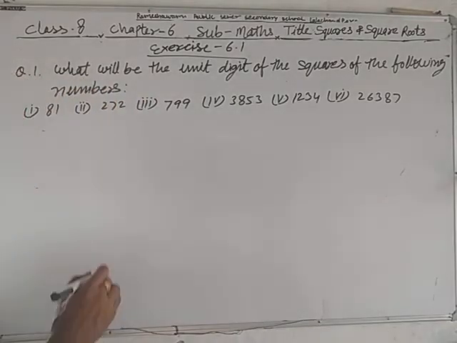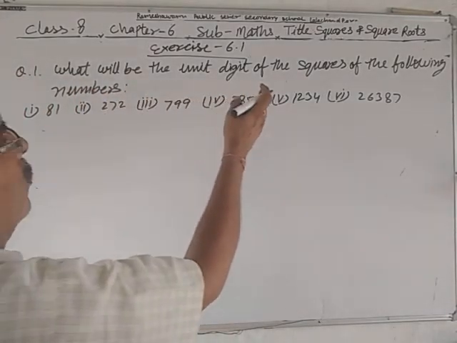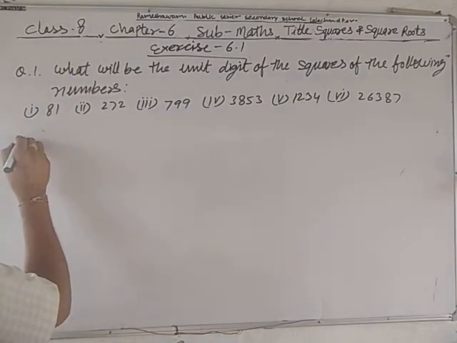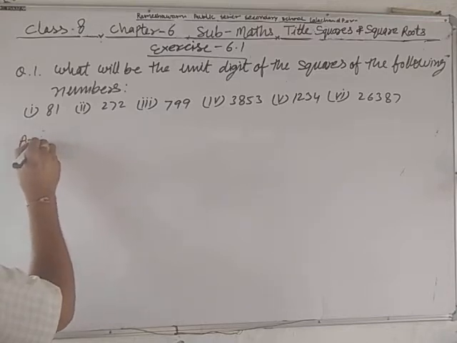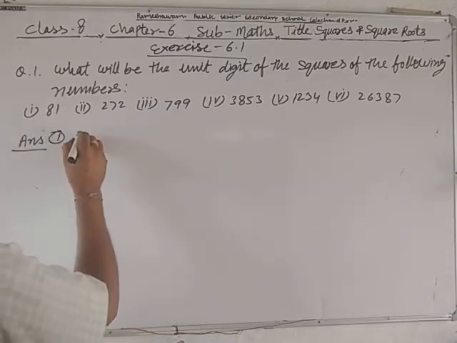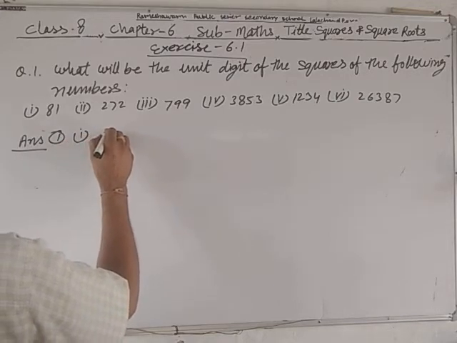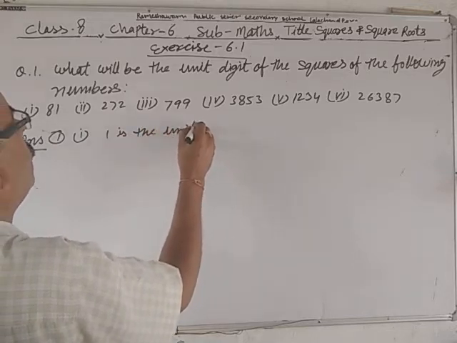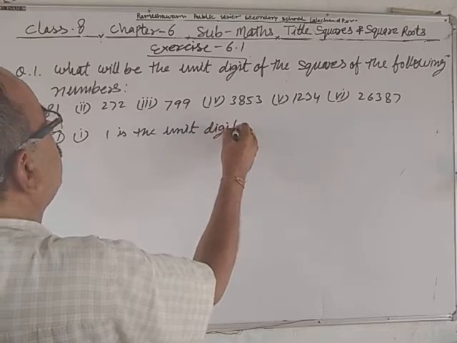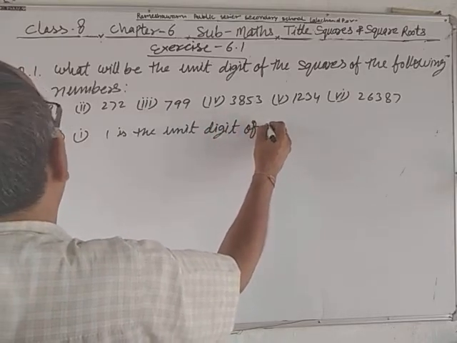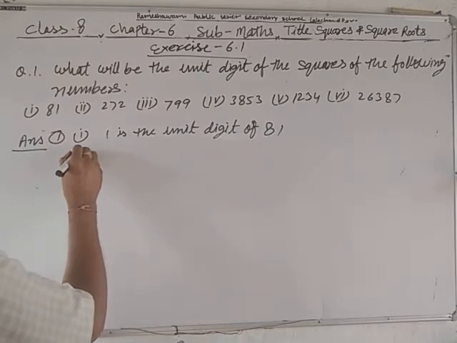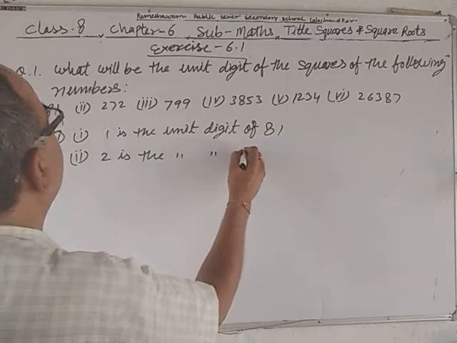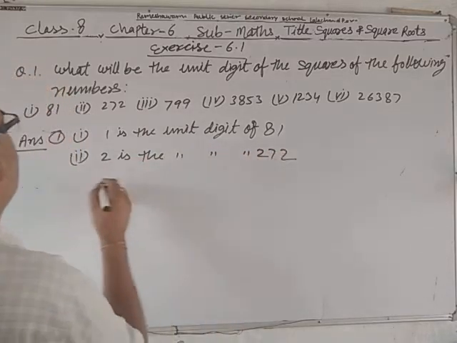Yes. What will be the unit digit of the squares of the following numbers? Answer: first, 1 is the unit digit of 81. Second, 2 is the unit digit of 272.